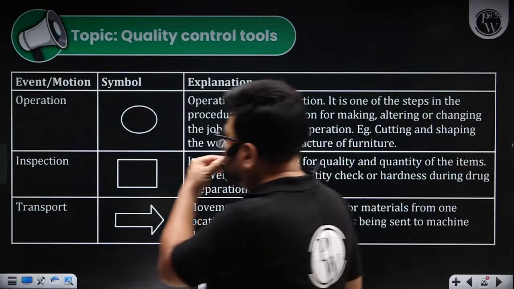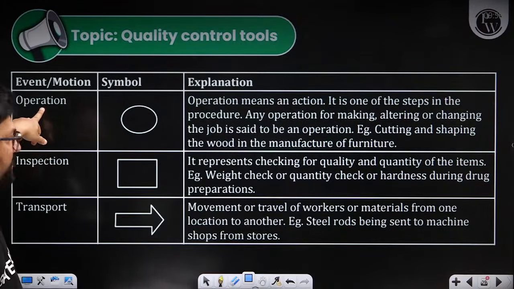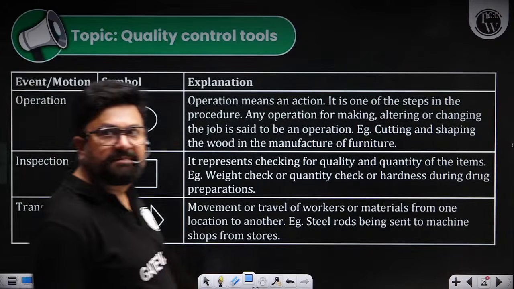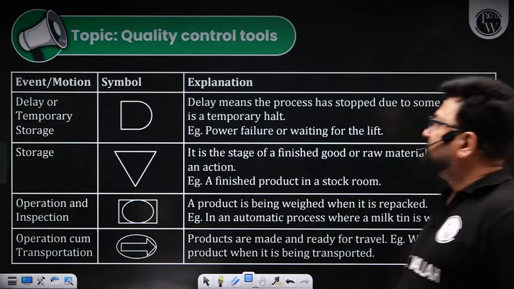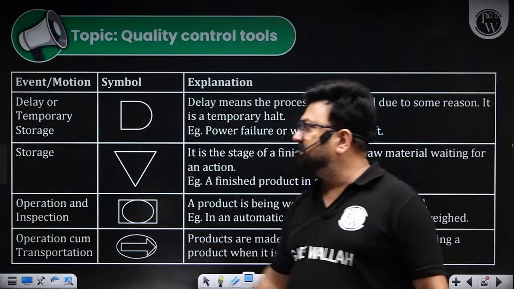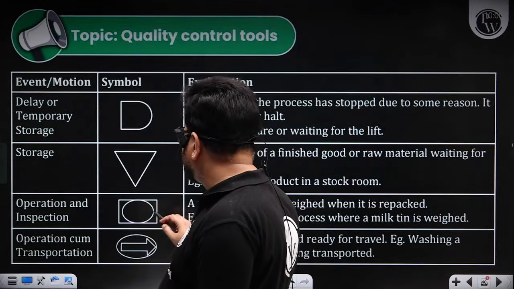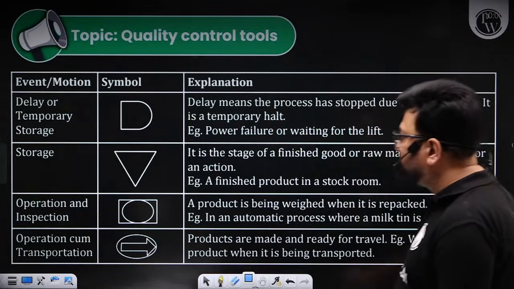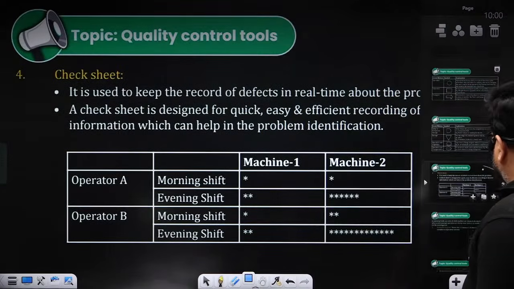So what are the symbols which we can use? This symbol represents operation. That symbol represents inspection. That symbol represents transportation. That symbol represents delay or temporary storage. That symbol represents storage. That symbol is a combination of two symbols, so operation and inspection are going on. This one is a combination of two symbols, representing operation and transportation occurring here. There is no need of a checklist.